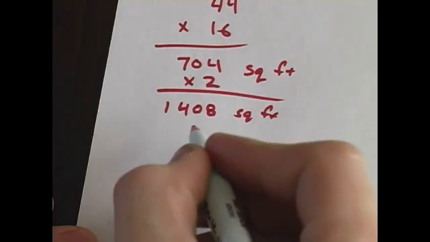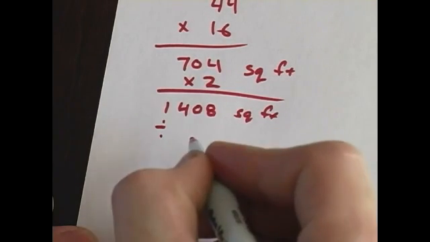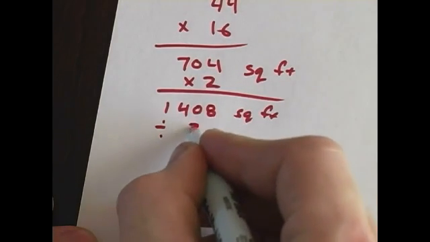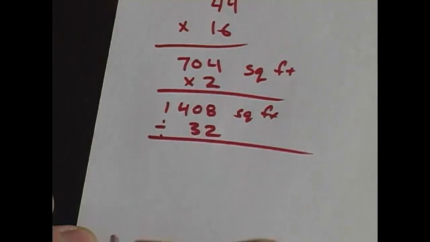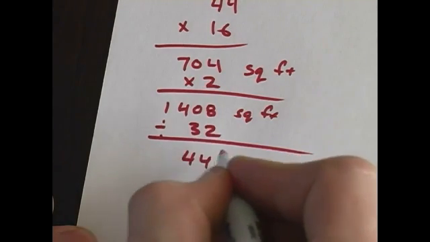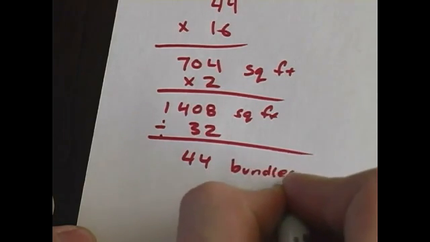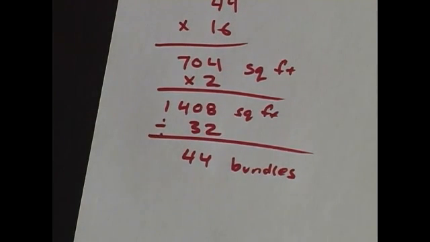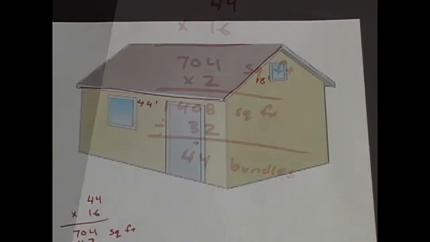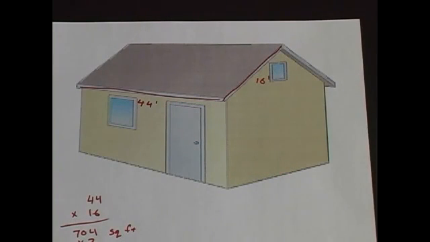So to figure out how many bundles we're going to need, we're going to have to divide our square footage by 32, and that's going to give us about 44 bundles that we're going to need to buy to roof this house. Now, on all projects, you need to add in the waste factor. You're not going to use every single shingle, and you're going to cut some, so you need to add a little bit for waste. In addition to your starter strip and your cap, you're going to have to add a little bit for those.